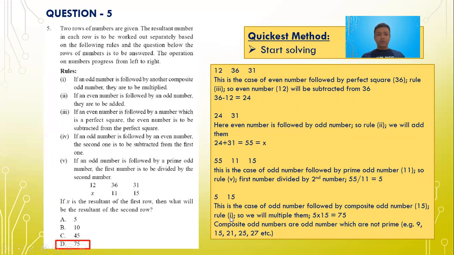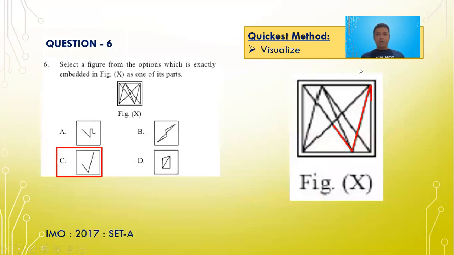So we apply rule number 1. An odd number followed by a composite odd number, they are to be multiplied. So 5 into 15. What is 5 into 15? It is 75. Very good question. So keep practicing such questions. Okay, next one.